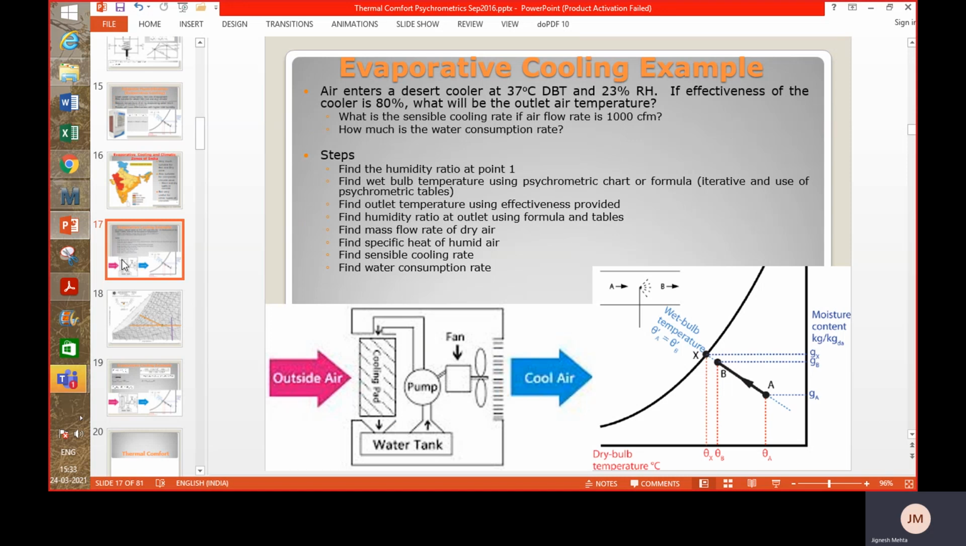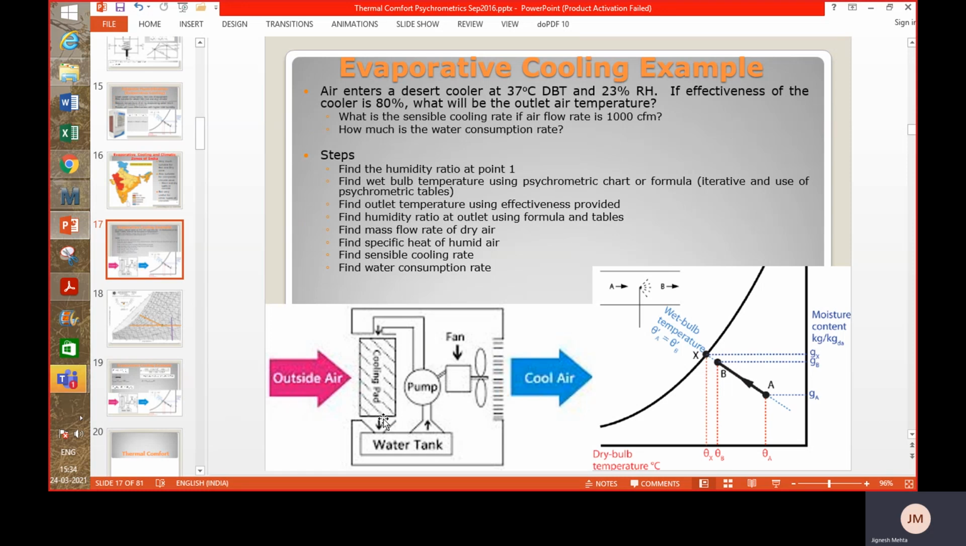So let's say the ambient condition is 37 degrees Celsius dry bulb temperature and 23% RH. So this is quite a hot or warm condition, and humidity is also not very high. And say you buy a desert cooler which is claiming that the effectiveness would be 80%. So what outlet temperature of air can you expect out of this desert cooler? This figure shows the internal details of desert cooler.